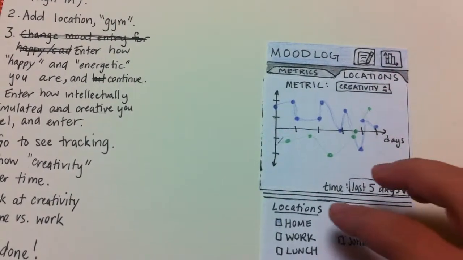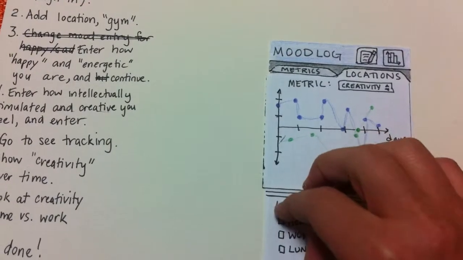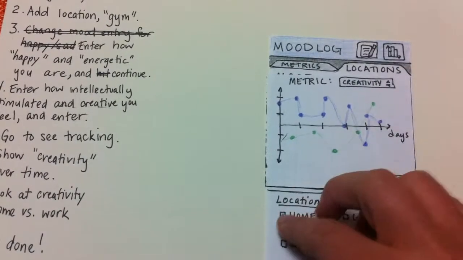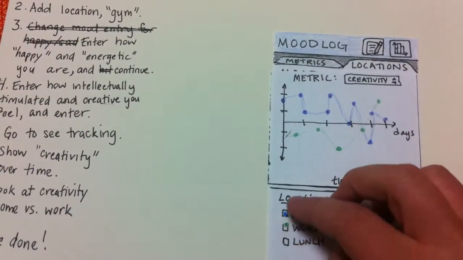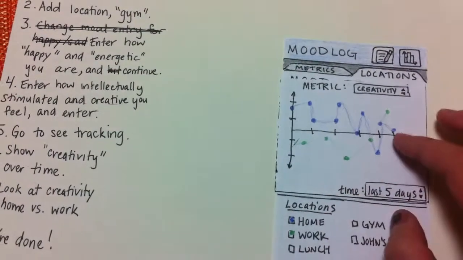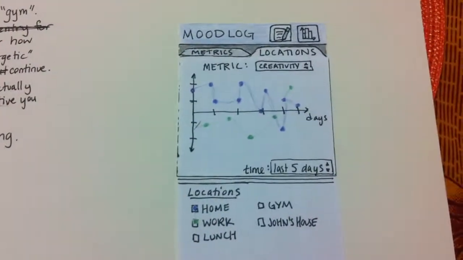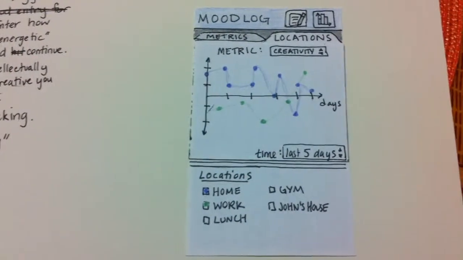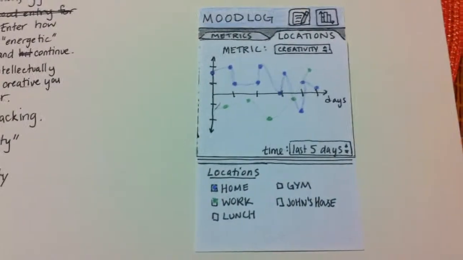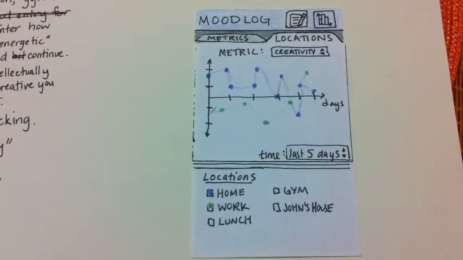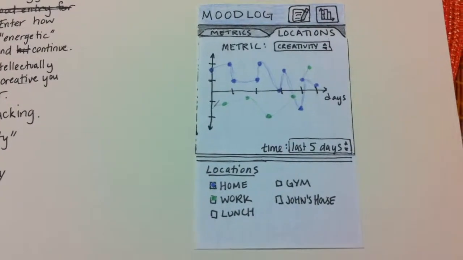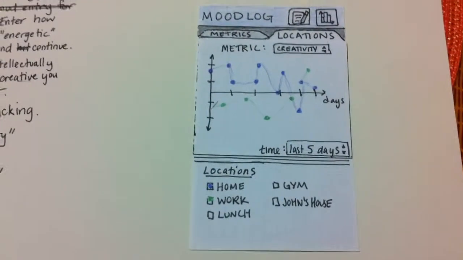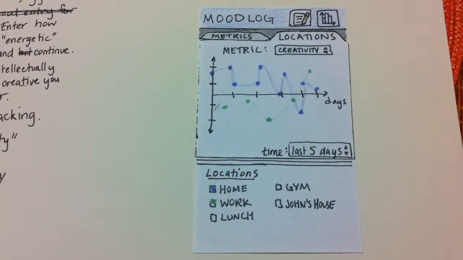Let's see if I can. Okay. So now you have the metric of creativity at home versus at work. You can see, you tend to be more creative at home. And now you're not really sure if that's because it's the morning and night and those times are just better for you, or if it's because maybe work just makes you feel less creative. But that's for you to figure out.